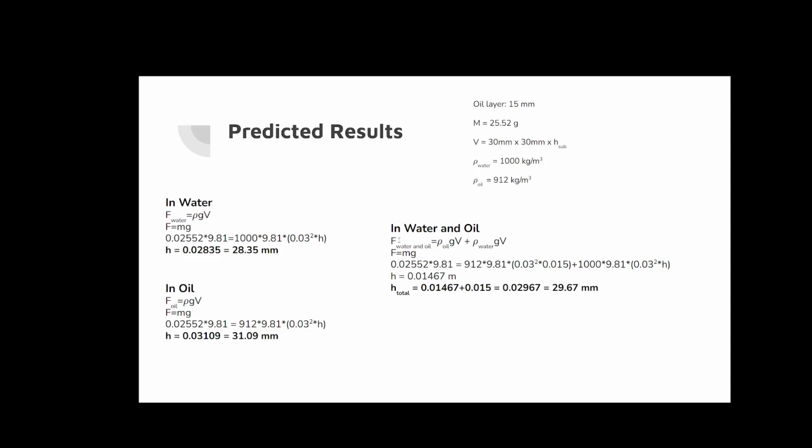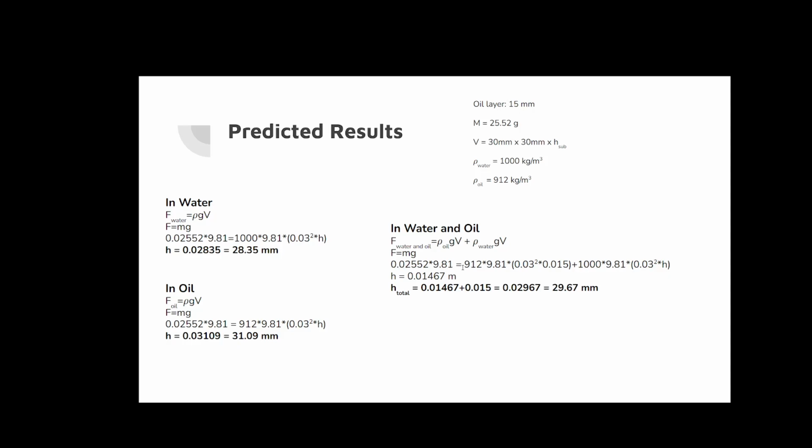So the force of the cube stays the same, which would be gravitational force: the acceleration of gravity times the mass. But since we have two fluids, we need two different forces for that. So we have the buoyant force of the oil and the buoyant force of the water. This is where the oil layer comes into play.